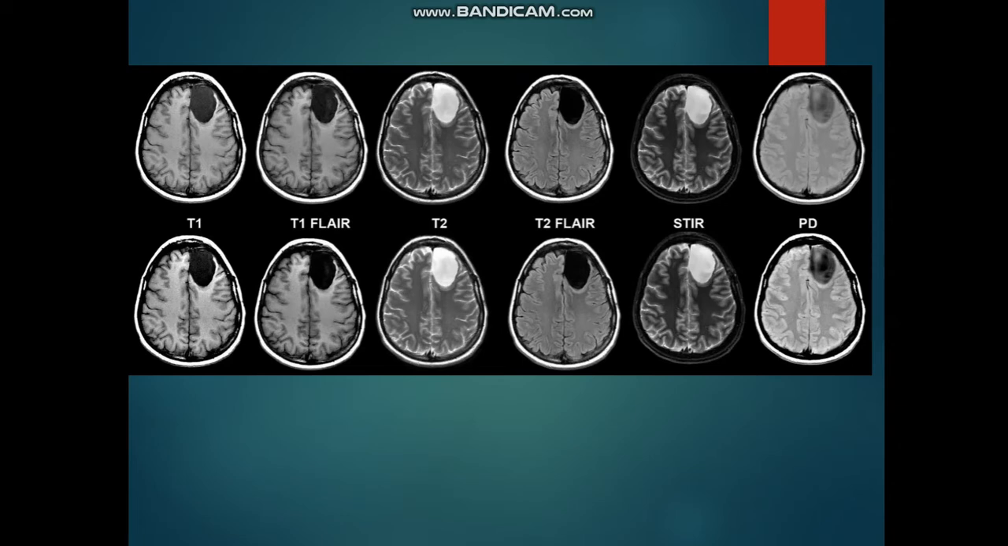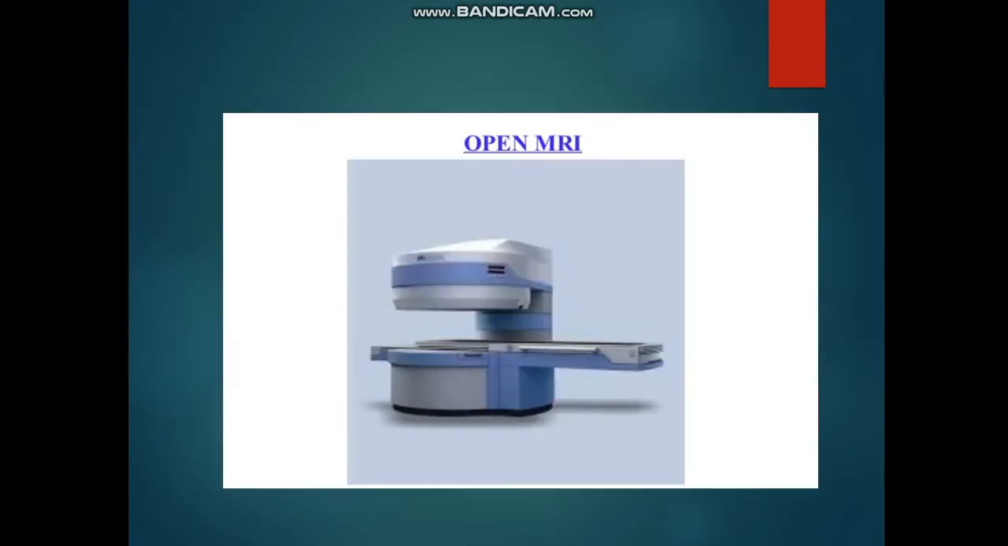Most pathological processes show increased T1 and T2 relaxation times, and therefore these processes appear lower in signal, that's blacker, on a T1 weighted scan, and higher in signal intensity on a T2 weighted scan than the normal surrounding tissue. Okay, in this picture you can see open MRI.